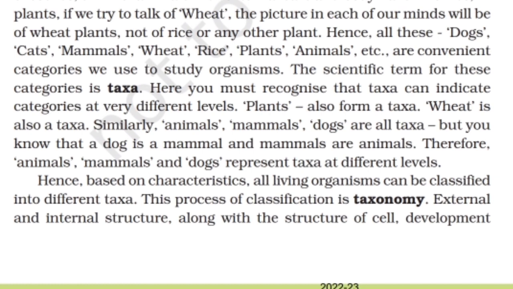Here you must recognize that taxa can indicate categories at very different levels. Plants also form a taxon. Wheat is also a taxon. Similarly, animals, mammals, dogs are all taxa. But you know that a dog is a mammal and mammals are animals. Therefore, animals, mammals and dogs represent taxa at different levels. Hence, based on the characteristics, all living organisms can be classified into different taxa. This process of classification is taxonomy.